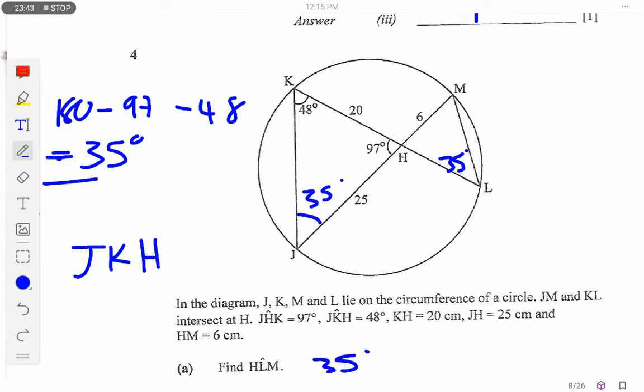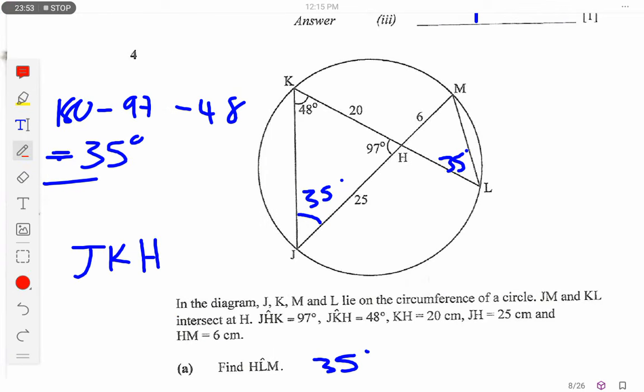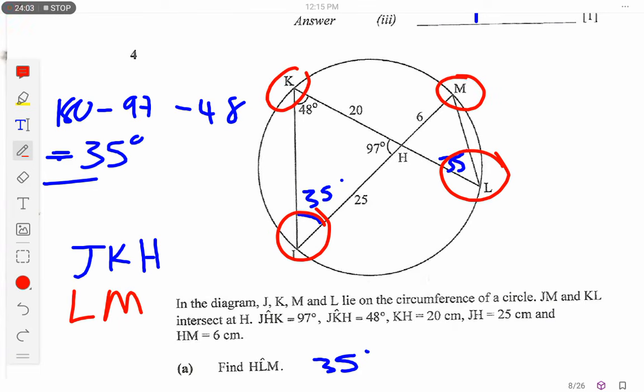So you have to give in the same order there. So you find out the angle, the triangle is going to be equal to L, because we have this 35 here and also 35 there. Then we go to M, which is this K there, and lastly H, they have 97 there. So this is going to be LMH. That's the order of the triangles there.